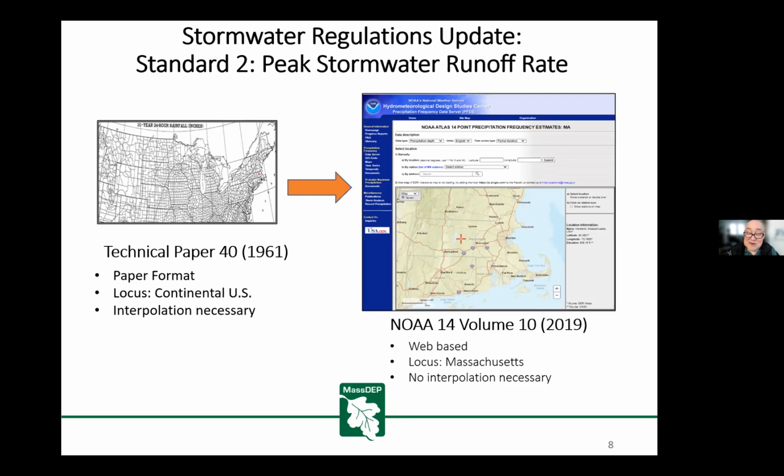So we're proposing to use NOAA 14, which is a web-based interface where you can point and click on any spot in the state. And precipitation statistics are generated for that one particular point in space, so no interpolation is necessary. We're going to be proposing to use an additional increment, which I'll discuss in a second, we call NOAA Plus. Next slide.